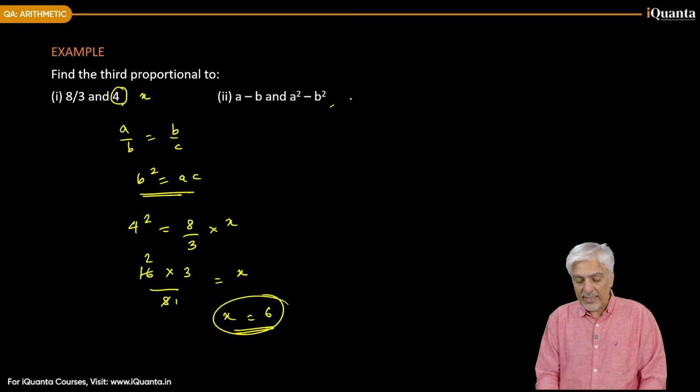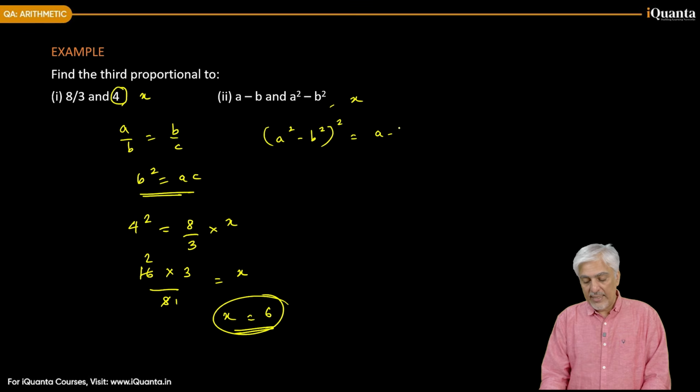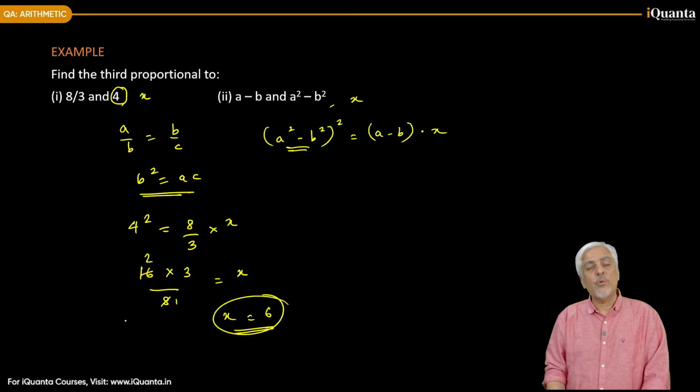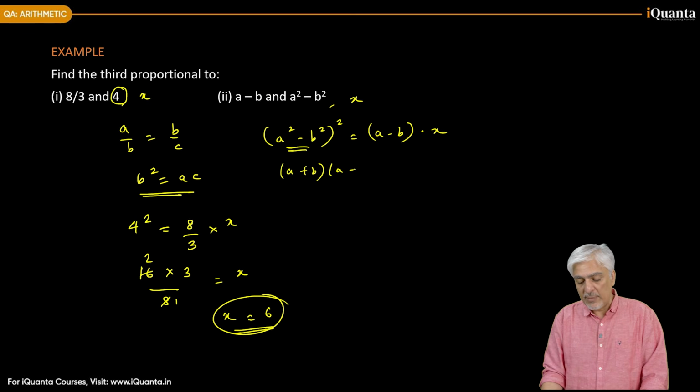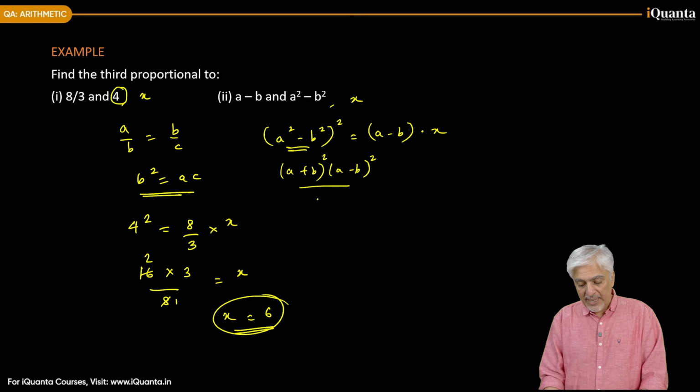Same thing I can do over here. I can take this as x. So square of the middle term, that means a square minus b square whole square is a minus b multiplied by x. Now, we should know the formula for a square minus b square. What is the formula for a square minus b square? A plus b into a minus b. But there's a square outside. That means both of them will become square. Divided by a minus b will become x.